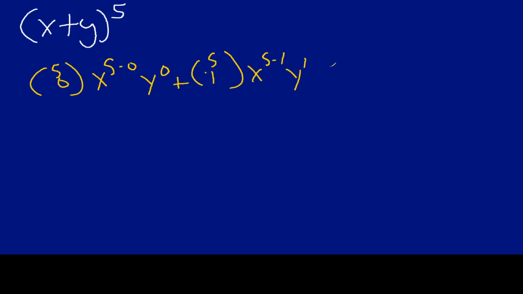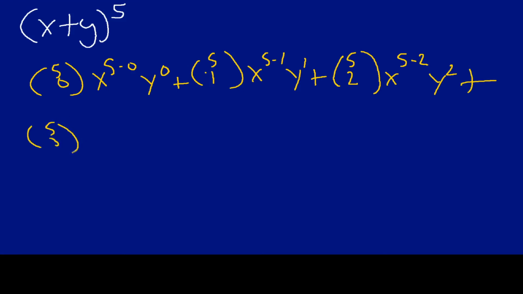You can see the patterns. Plus, we're going to have now 5 choose 2, and it's going to be x to the 5 minus 2, y to the second power. Plus, moving down here, we're going to have 5 choose 3, and it's going to be x to the 5 minus 3, and it's going to be y to the third. And then we're going to keep going.